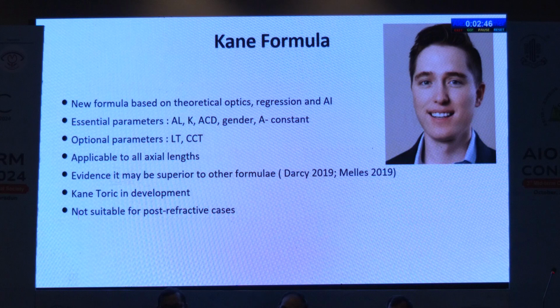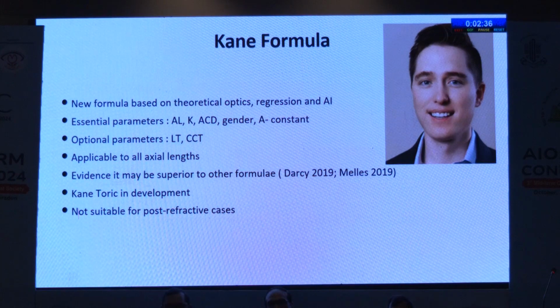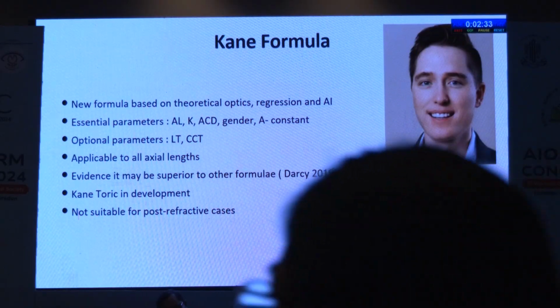The Kane formula is the newest formula based on theoretical optics, regression, and artificial intelligence, and it is applicable to all axial lengths. It is found to be superior to other formulas, even Barrett 2 and Hill RBF that we are talking about.